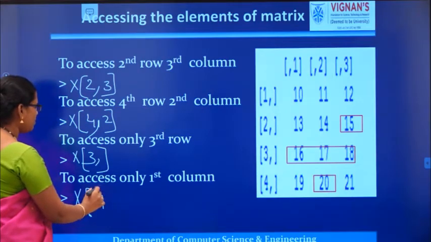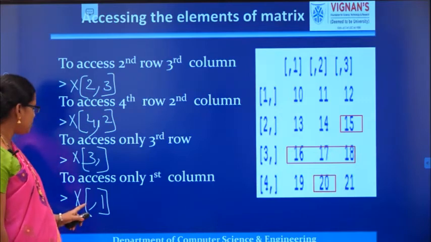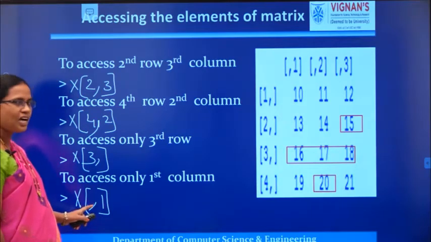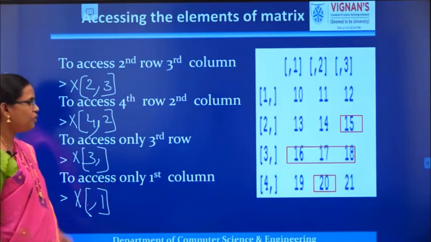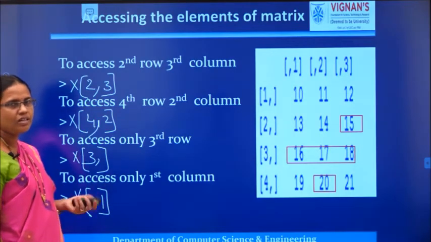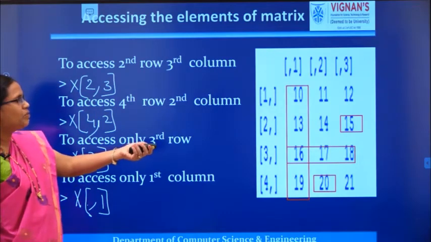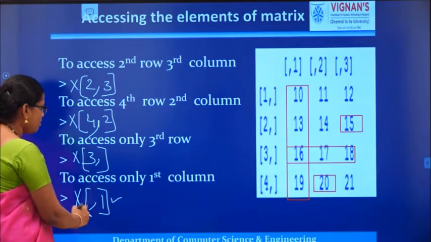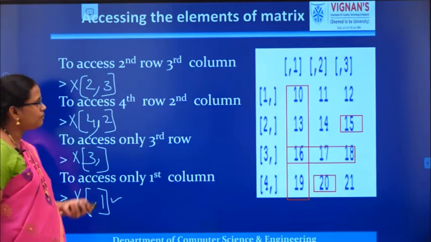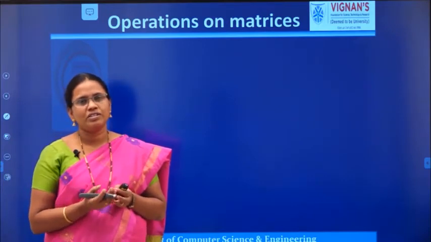So which column you require? Just leave the space for the row, then give a comma and then give the column name that you want. Like this you will access the elements of a matrix. And next, to access the elements of the first column, you need to write this statement: X of, comma, and then 1.